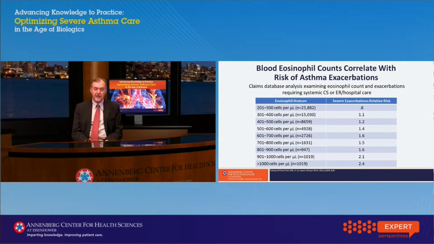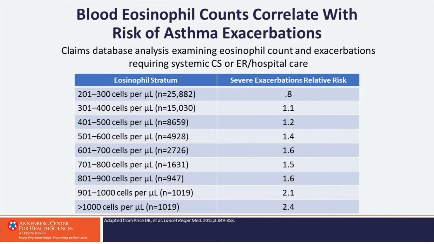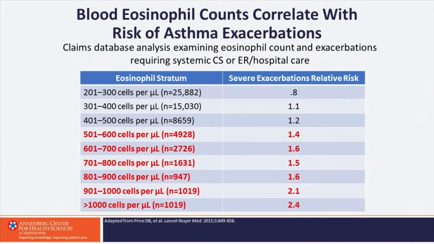This is an example of how we can employ blood eosinophils to get an idea of what the relative risk is for an exacerbation. Data published in the last couple of years on this slide shows that as we look at different strata of eosinophils, starting with 100 cells and then looking at 100 cell increments all the way up to greater than 1,000 eosinophils, we can see that the relative risk of an exacerbation rises considerably when you get into the neighborhood of 300 to 400 to 500 cells. And below that level, you don't see a large increase in the relative risk.